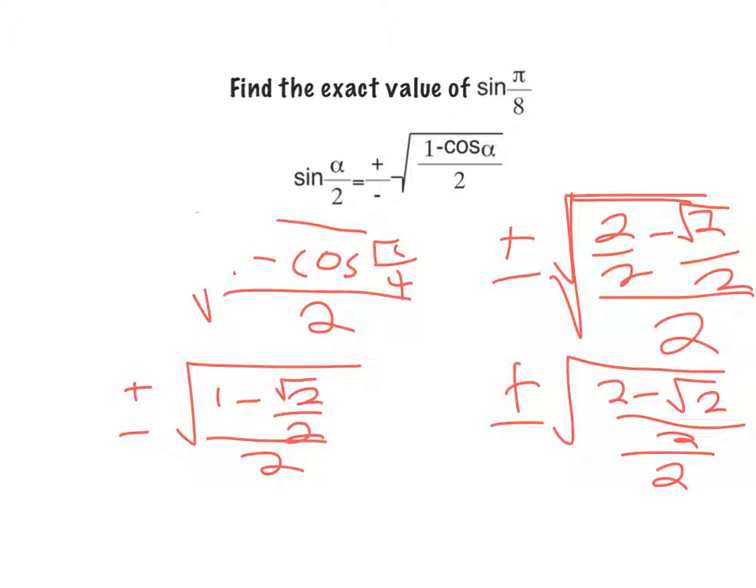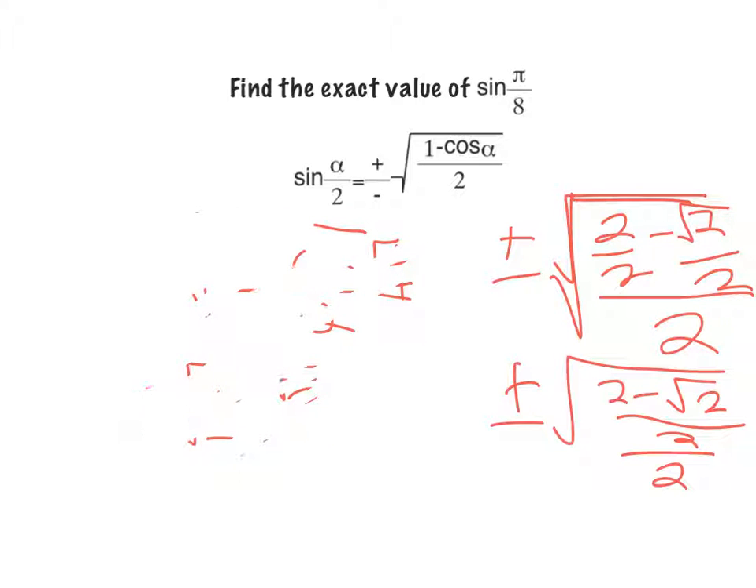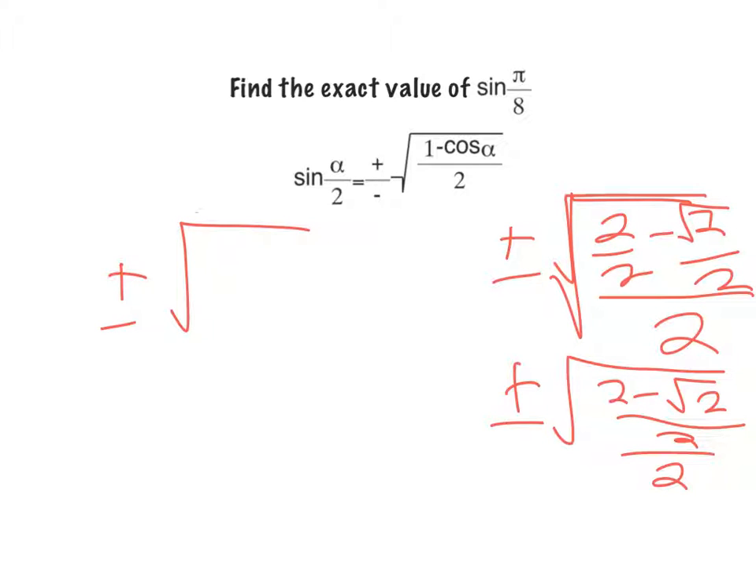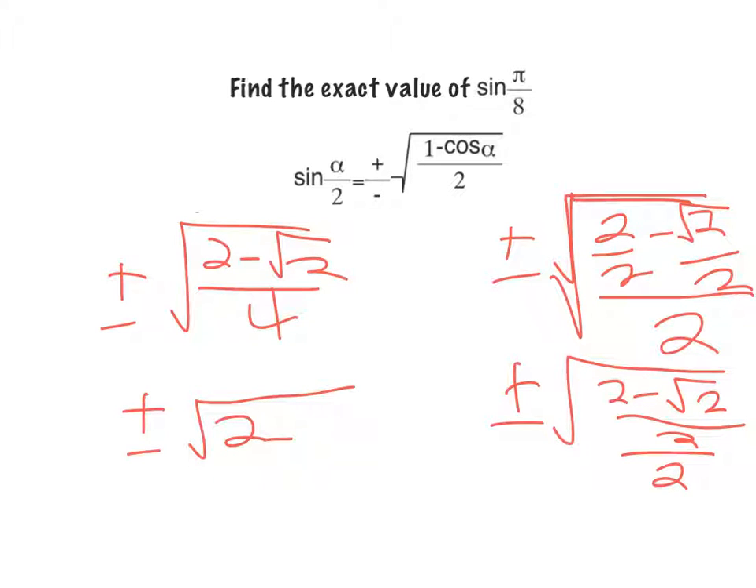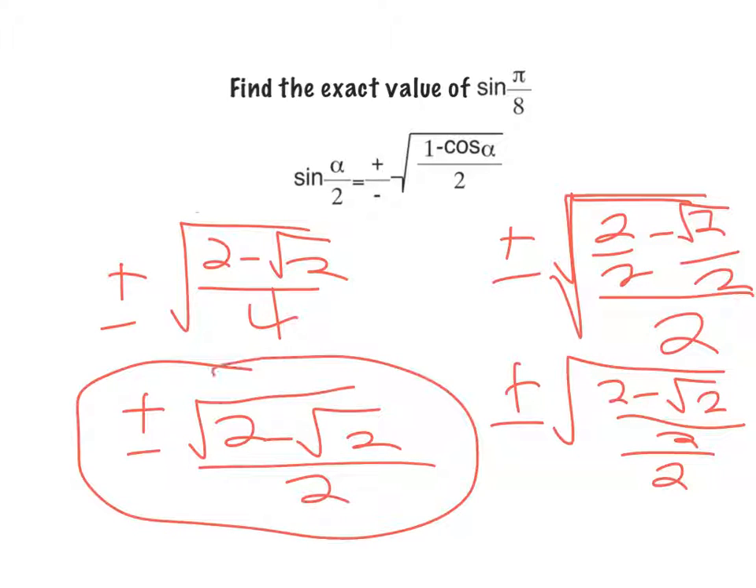let me just erase some of this real quick. This then turns into plus or minus root 2 minus root 2 over 4, which we can simplify from there into root of 2 minus root 2 over 2. And this is our final answer right here.